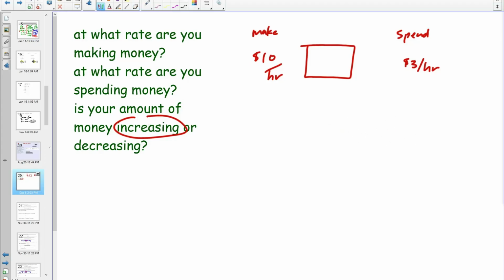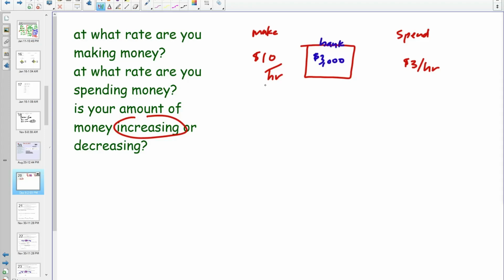What if I have $3,000 in the bank? Would my money still be increasing? Yeah, whether my money is increasing or decreasing is not dependent on how much money I have in the bank.